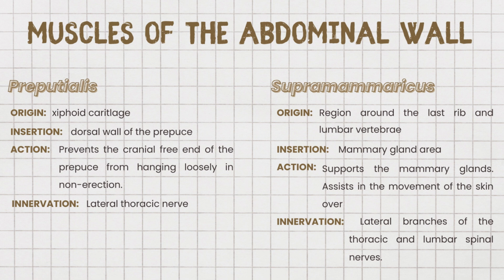And last, for the muscles of the abdominal wall, we have the supramammaricus. The supramammaricus originates from the region around the last rib and lumbar vertebra. It inserts to the mammary gland area and its action is to support the mammary glands and assist in the movement of the skin. Its innervation is the lateral branches of the thoracic and lumbar spinal nerve.